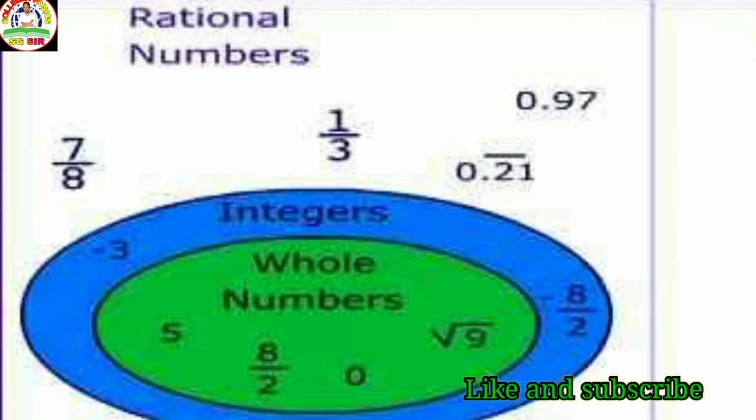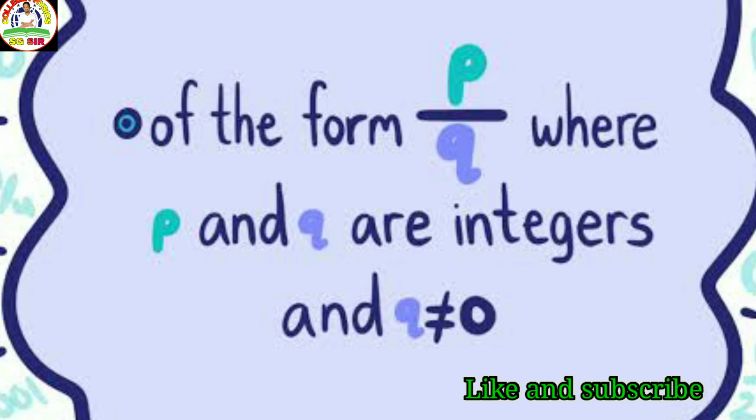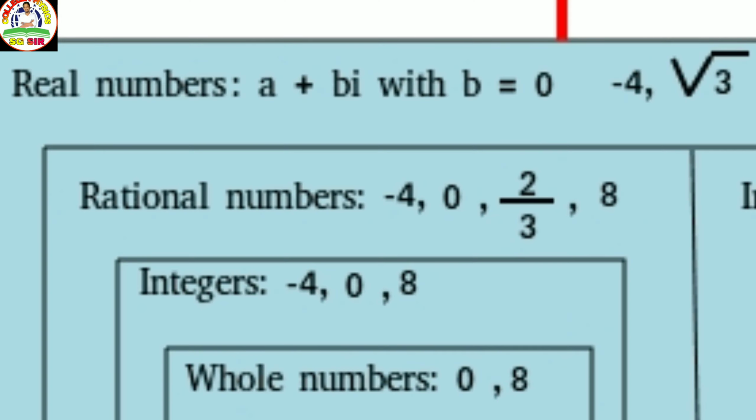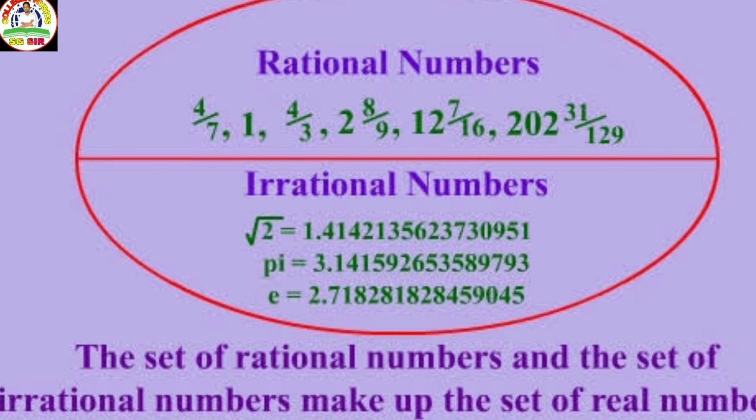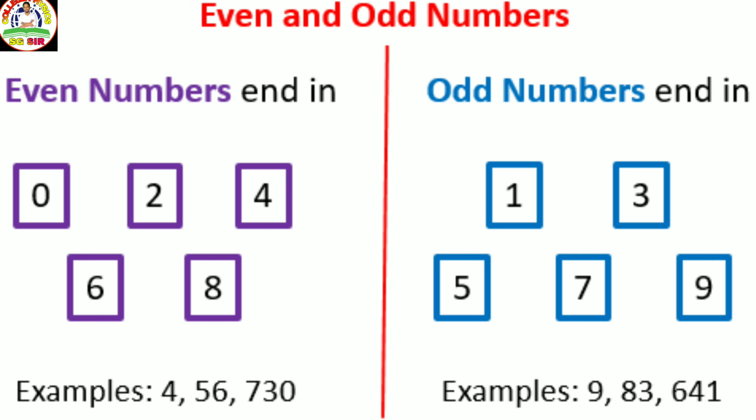Now we discuss rational numbers. A number in the form p by q, where q is not equal to 0, is called a rational number. For example, we can write 1 by 3, 3 by 4, like that. A number which cannot be expressed as the ratio of two integers is called an irrational number. For example, we can write root 3, root 6, root 8, etc.